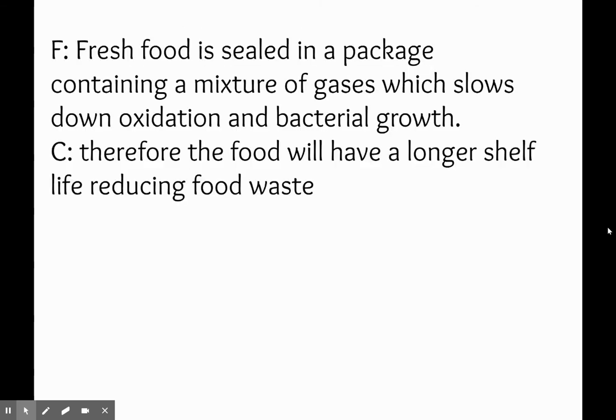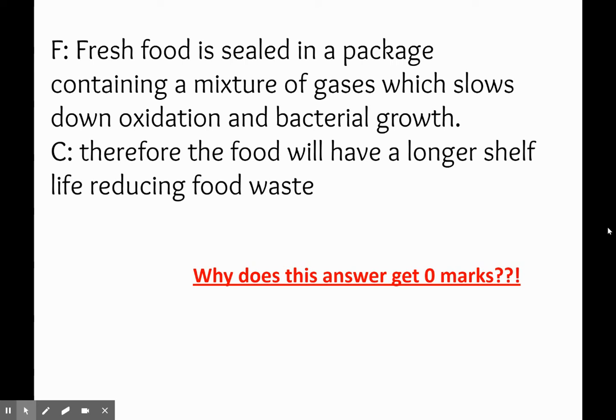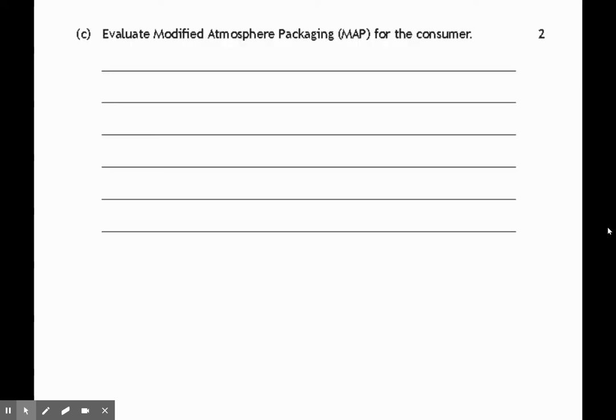So I have got an example question answer here. Fresh food is sealed in a package containing a mixture of gases which slows down oxidation and bacterial growth, which is correct. Therefore, the food will have a longer shelf life, reducing the food waste, which is also correct. However, this question gets 0 marks. Why would that be? If I go back to my question, I will see that I need to have used the layout for an evaluate question.